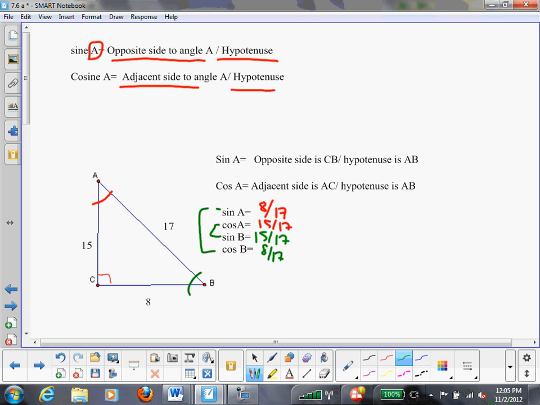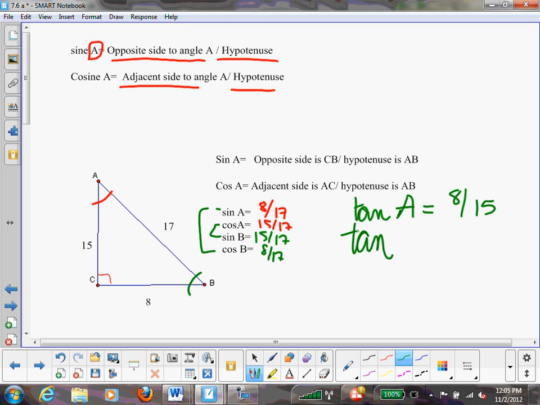For argument's sake, what would you say that the tangent of A is? 8 over 15. What is the tangent of B? Yep, 15 over 8. So they're reciprocal functions.